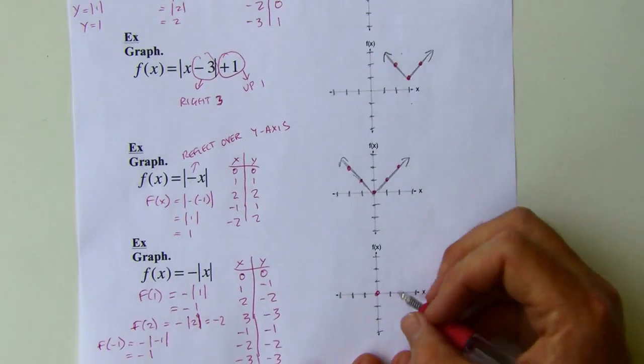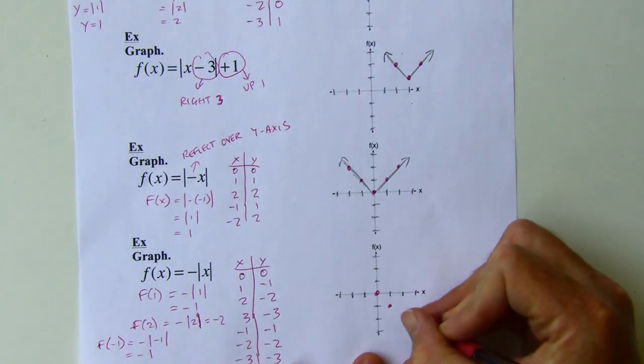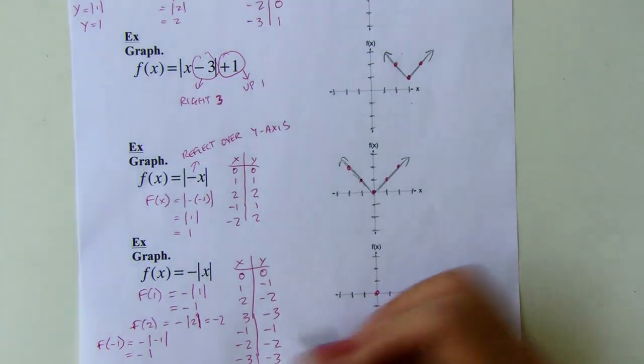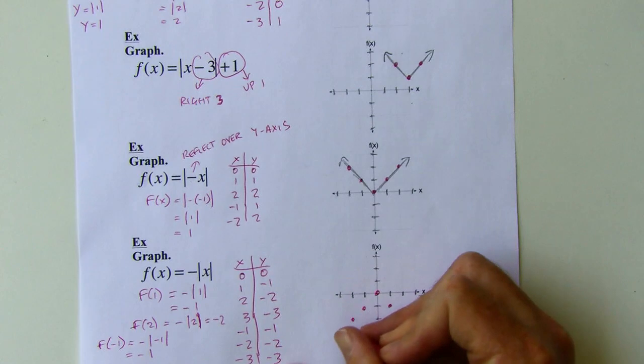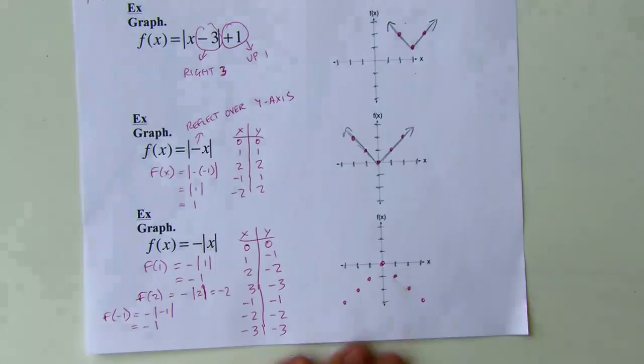I've got 0, 0, 1, -1, 2, -2, 3, -3. Then I've got -1, -1, -2, -2, -3, -3. Look at that! It's opening downwards.